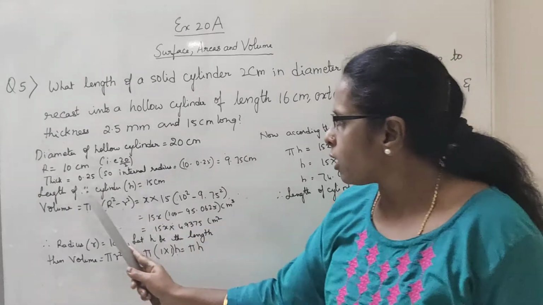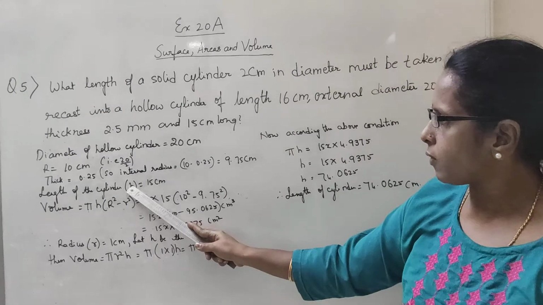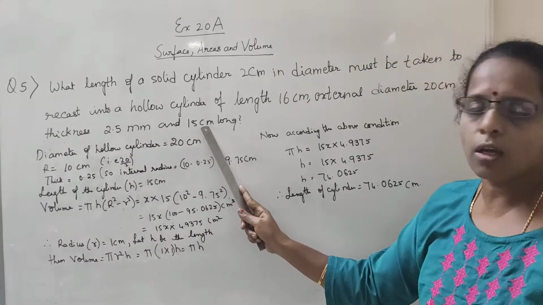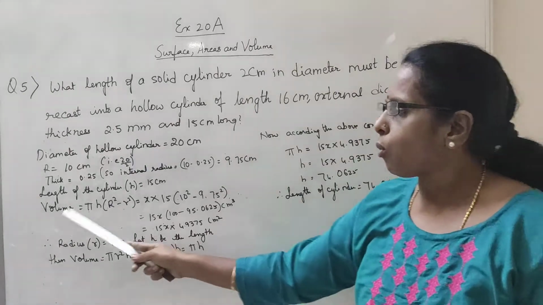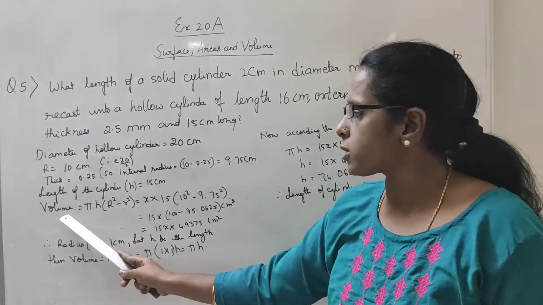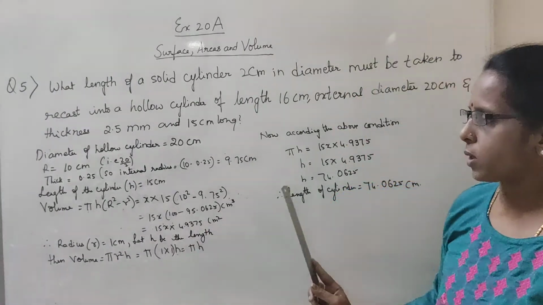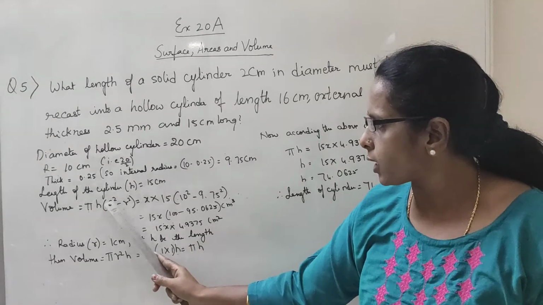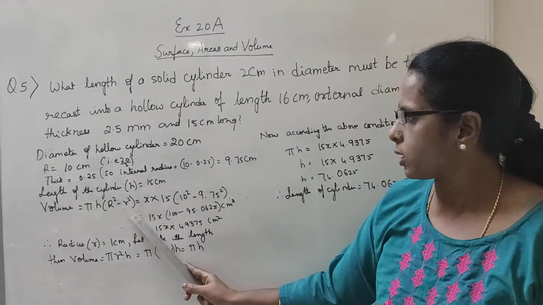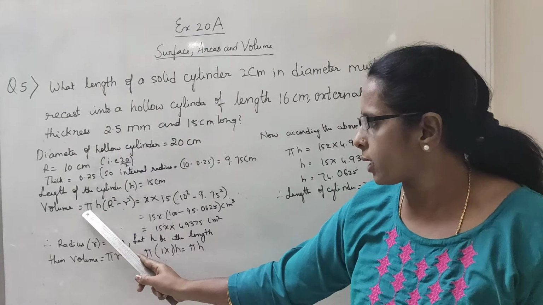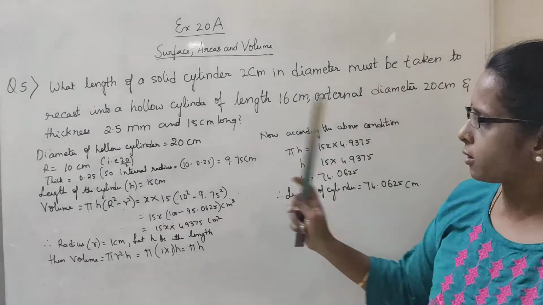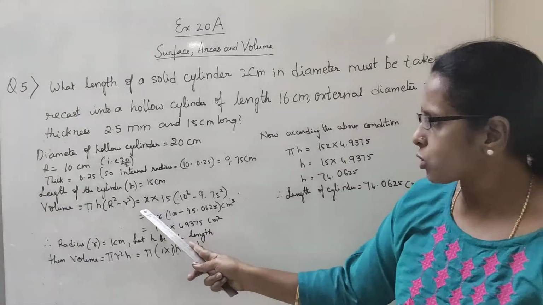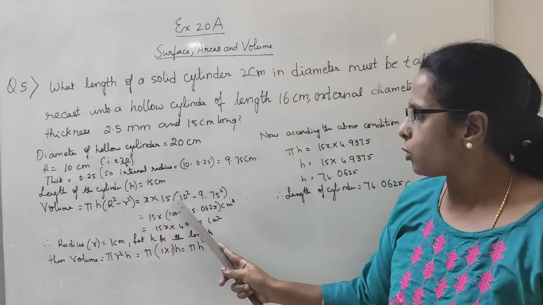The next one, how much is the length of the cylinder they have given here? The length of the cylinder is 15 centimeters. So here we have to apply the formula for the volume of the cylinder. So the volume of the cylinder is equal to how much? Pi r square h. Here we take r1 square minus r2 square. What is the value of pi? Pi is equal to 22 by 7, and how much is the length here? 15 centimeters. So 22 by 7 into 15 into 10 square.